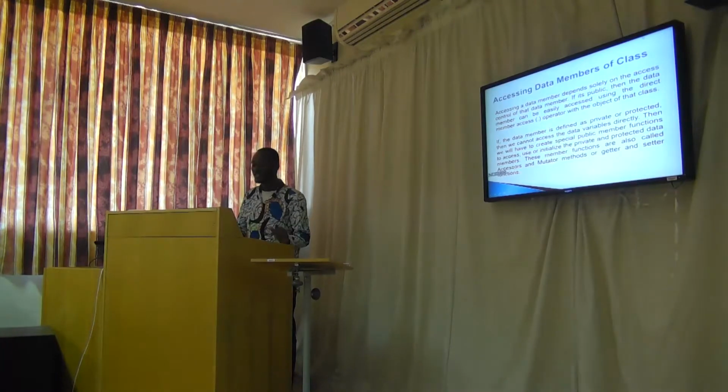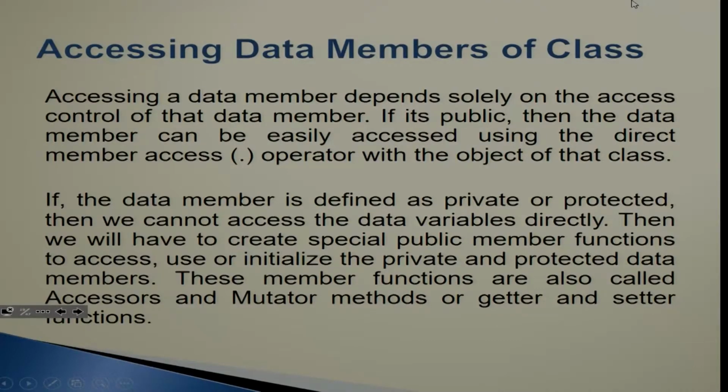And then we say again, if the data member is defined as private or protected, then we cannot access the data variable directly. That means you cannot use the dot, right? Then we have to create a special public member function to access it. Use or initialize the private and protected data member. These member functions are also called accessor and mutator methods or getter or setter functions.